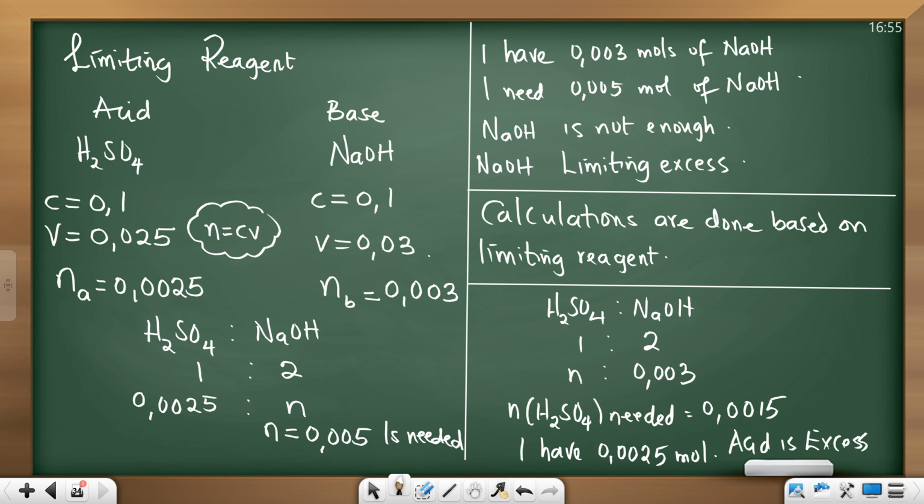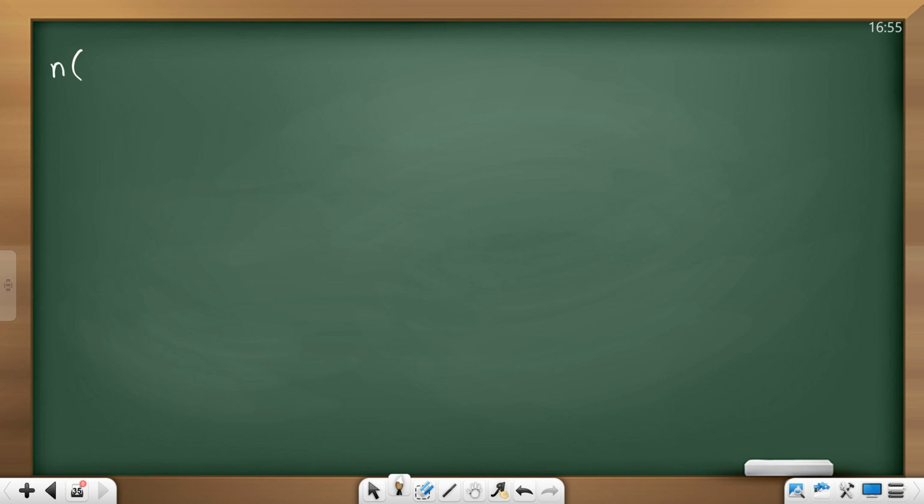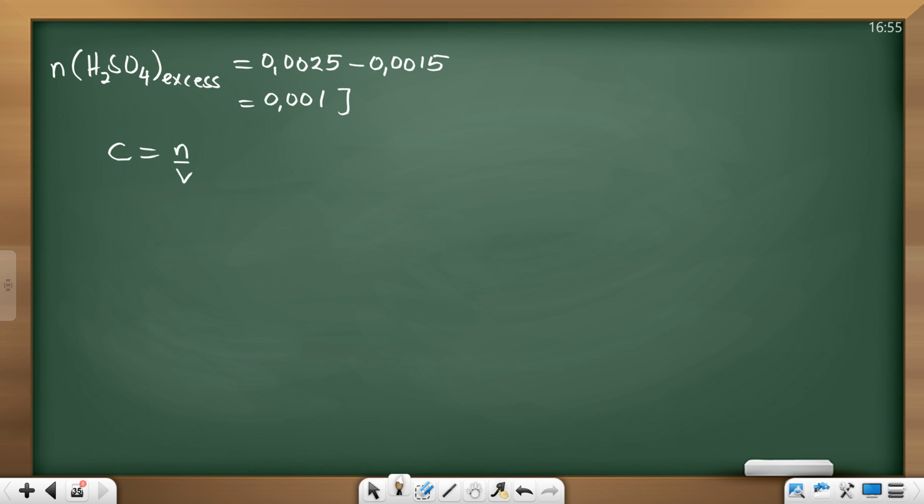Are you following so far? What I need in all of this is 0.0015. But what was I given? Okay, so can I calculate number of moles of sulfuric acid in excess? What would it be? 0.0025 minus 0.0015. What's the answer? This is the number of moles that is in the final solution. It's the one that is left unattended to.